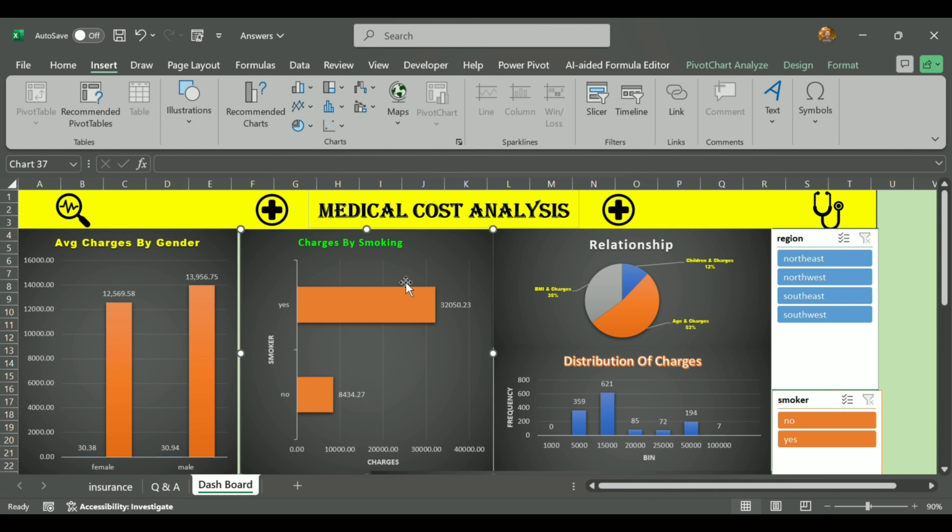This tells us two important things. Smoking has a serious financial impact, not just a health concern, and it's a crucial insight for insurance companies and health policy planners to consider when pricing plans or designing wellness programs. To support this, I have also included a pie chart showing the relationship between children and charges, age and charges, and BMI and charges.